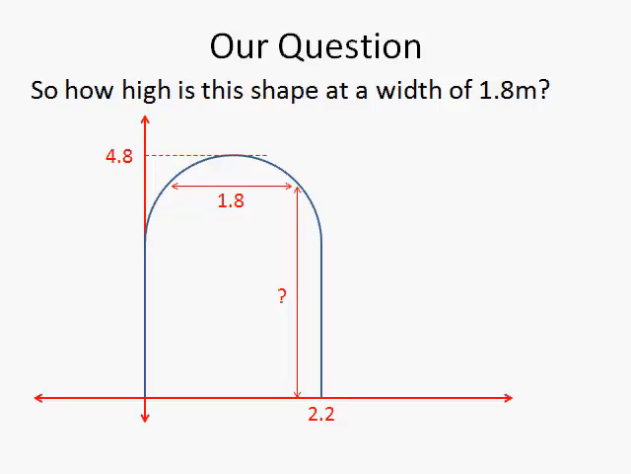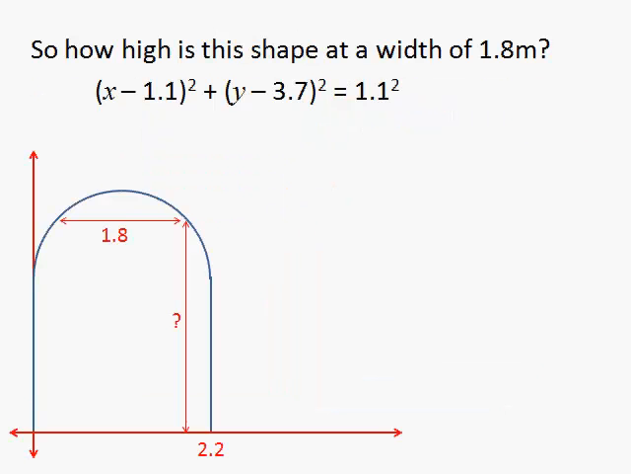How high is the shape at a width of 1.8 meters? The value we're trying to find is indicated with the question mark, and what we are given is the 1.8 across the top. And from part 1 we already have the equation that we are working with for the semicircular part. So we move it off to the side and we start to look at how we can attack this problem. Well, the 1.8 meters wide is 0.9 on either side.